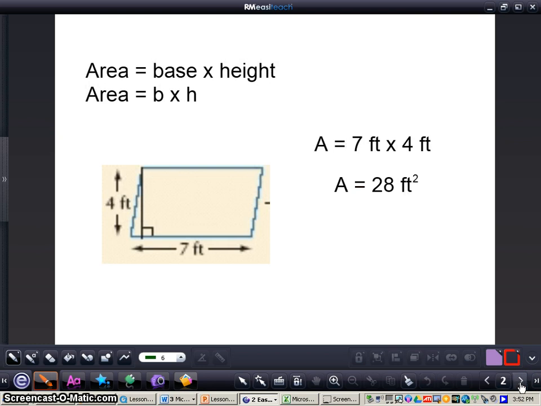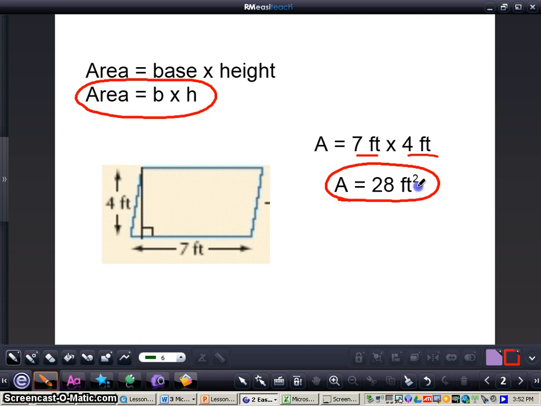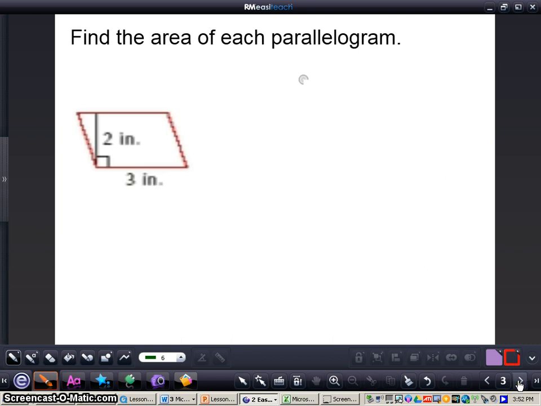So if we're taking a look at this parallelogram, we have our formula: A, or area, equals B times H. We take the base, 7 feet, multiply it by the height, 4 feet, and we have 28 feet squared. So we're still dealing with square units, so it's important to put that 2 up there whenever we're labeling the problem.